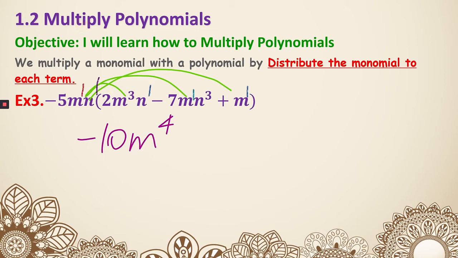Okay, now let's get back to the first term. For n, we have 1 outside and 1 inside. That's going to be n squared. Then we have -5mn times -7. That's plus 35.